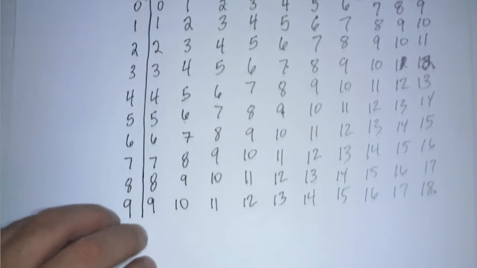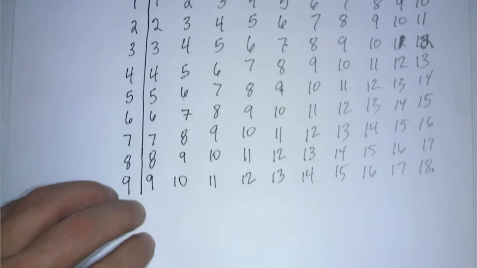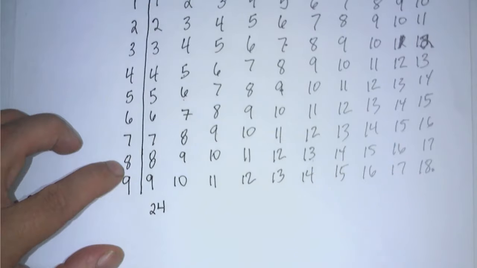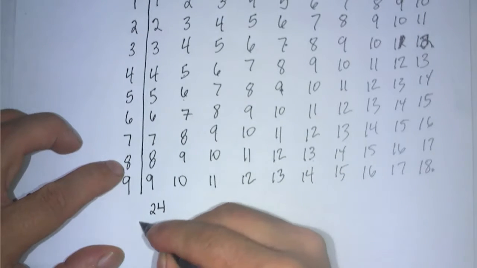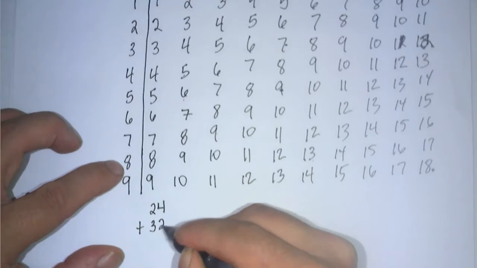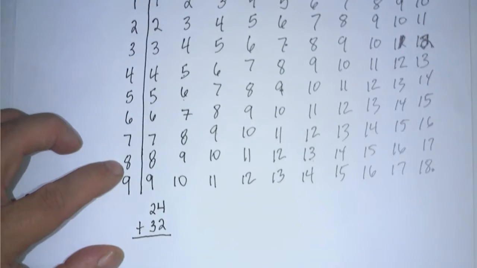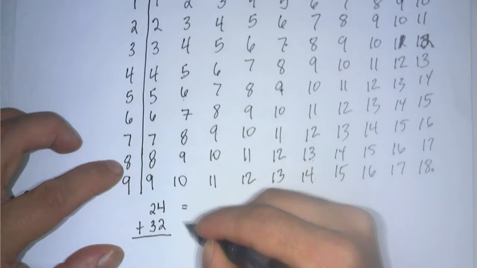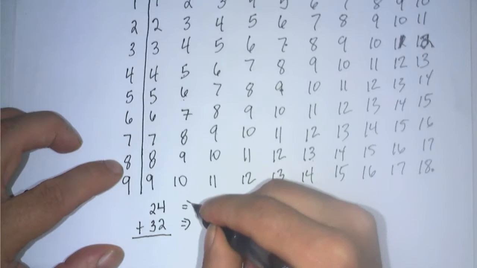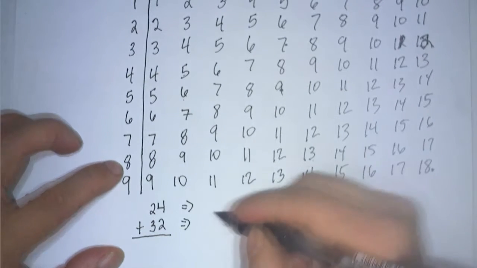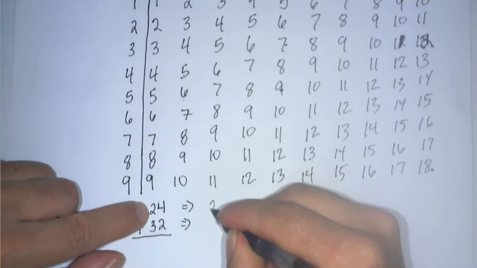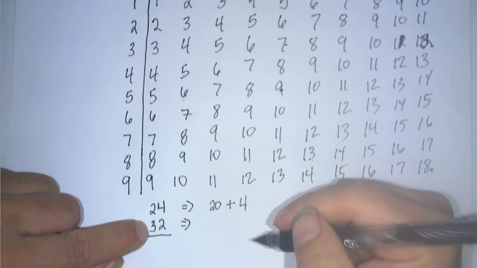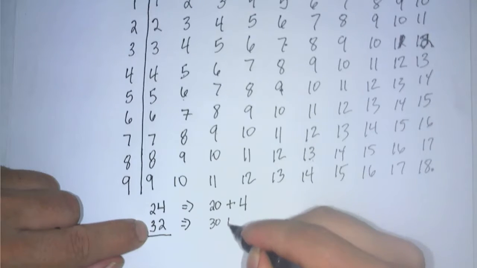And what happens when we go above 9? Let's say an example, 24 plus 32. What is the sum of 24 plus 32? Now, the way to explain this is to use what we learned in the first couple of lectures, and that is expanded notation. Well, 24 is 20 plus 4, and 32 is 30 plus 2.